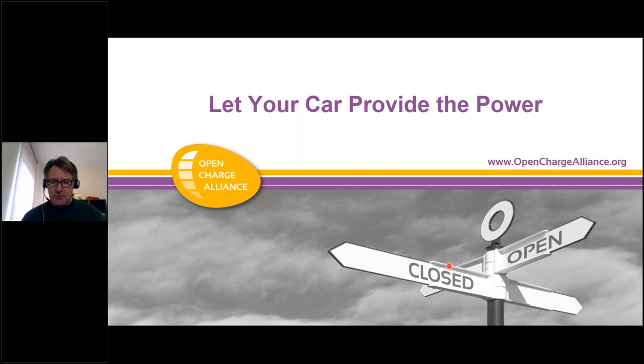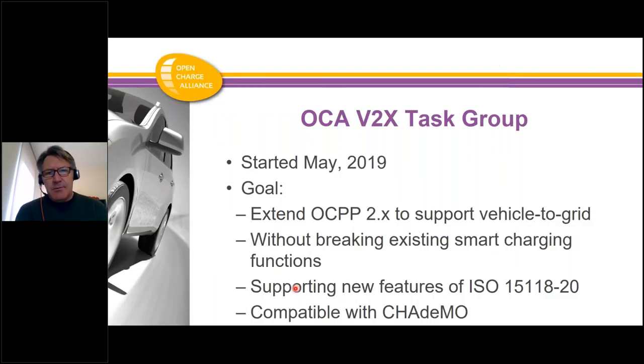Welcome to this webinar about letting your car provide the power. Within the Open Charge Alliance, we started a V2X task group in 2019. Our goal was to extend the OCPP 2 release with support for vehicle to grid without breaking any of the existing smart charging functions. We aim to support all new features of the ISO 15118-20 standard and a new upcoming standard, while remaining compatible with Salamo, so you can use it with both standards.